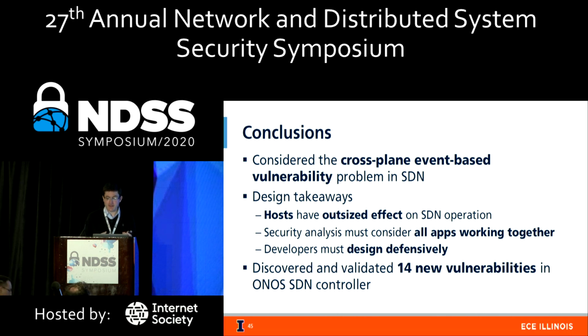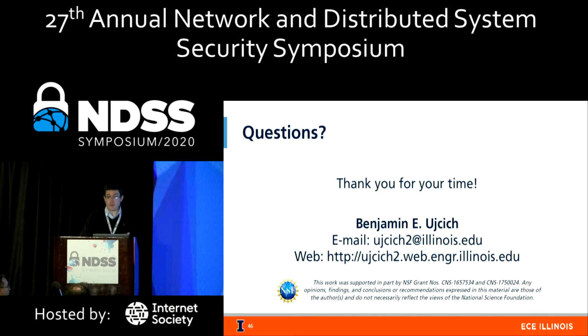And finally, designers must design defensively here. In this case, this means that they should account for all of the event types, even if they don't think their app will be affected. And we also showed that this is a real problem in practice by discovering and validating 14 new vulnerabilities for ONOS. So I want to thank everyone for their time.